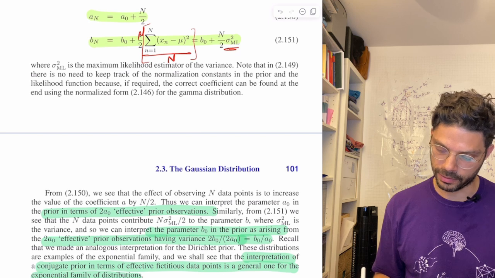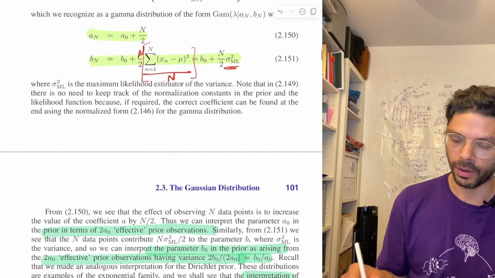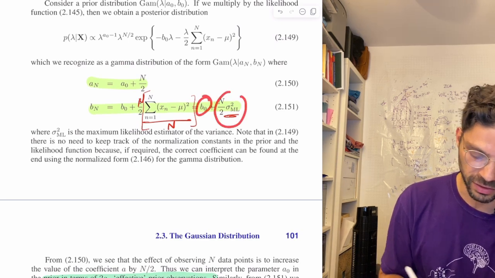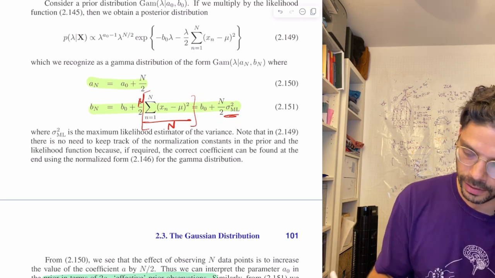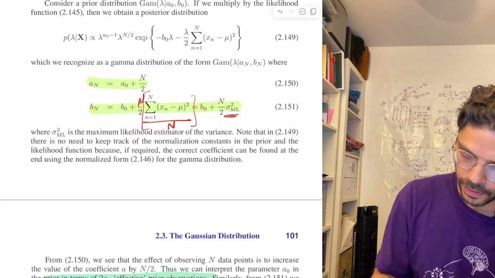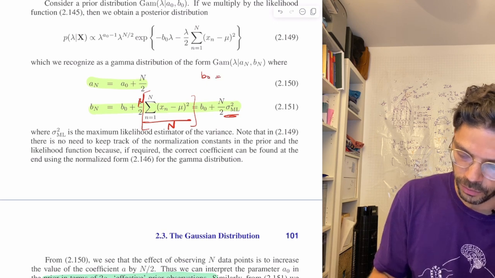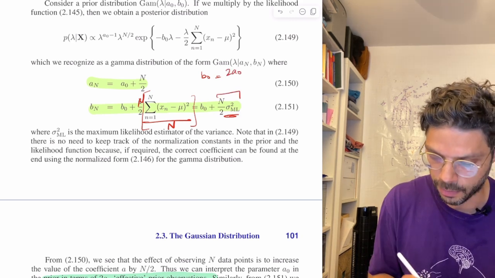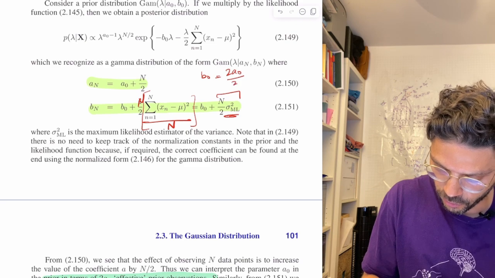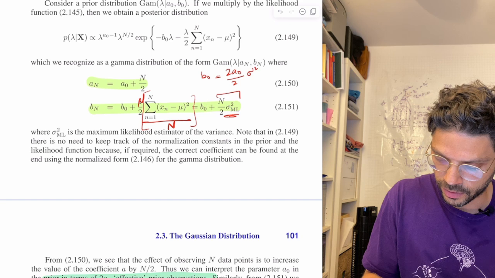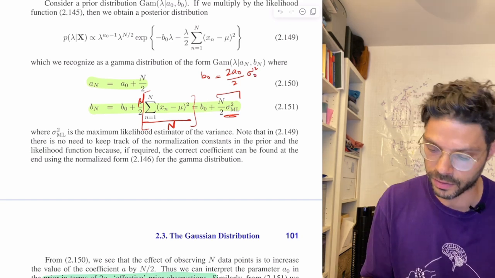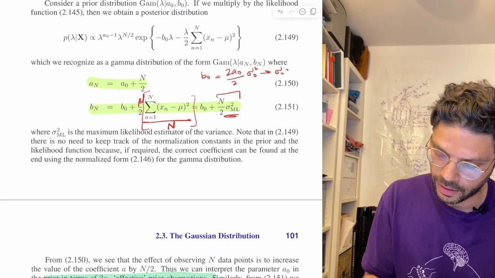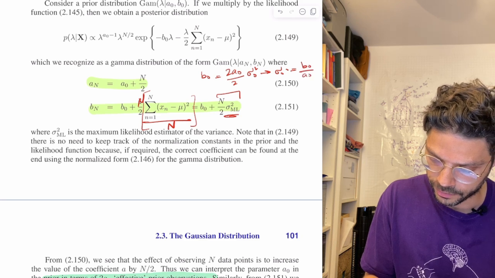So as arising from 2a naught effective observations having variance, right? So you're just essentially saying that, look, we can interpret this in the same way. So we can say b naught is now supposed to equal, following the same pattern, our effective number of observations divided by 2, times the prior variance. And so therefore the prior variance is going to equal b naught over a naught.